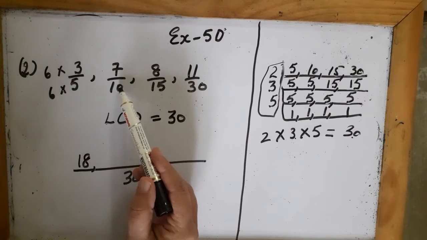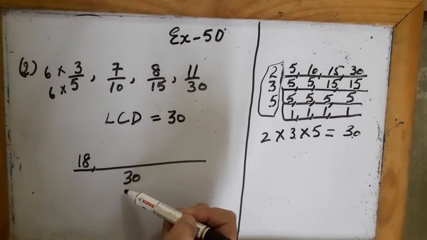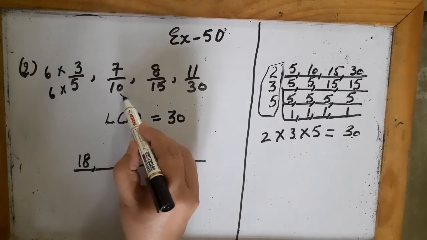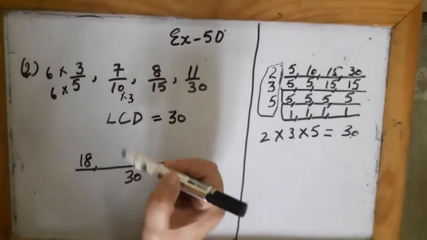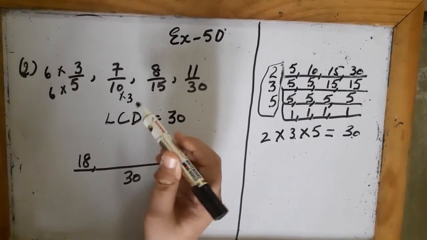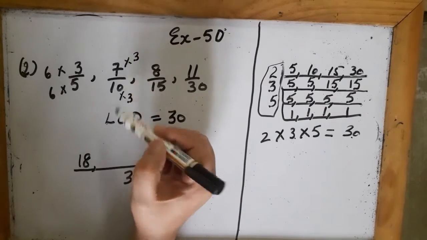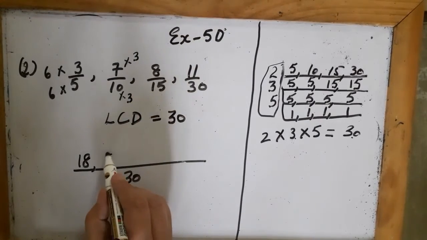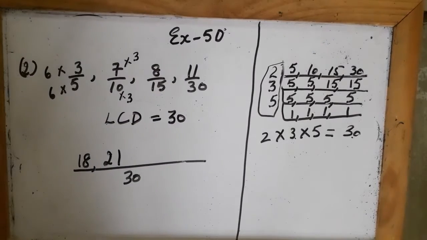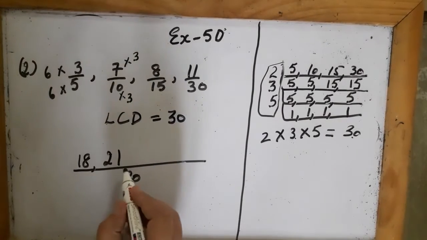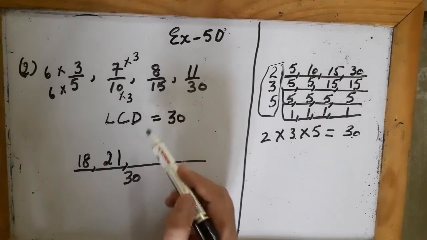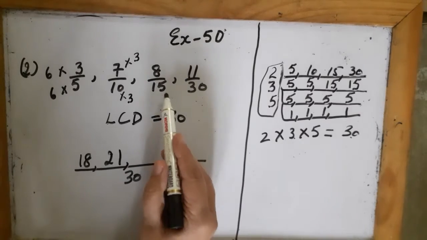Now again, this 10 I have converted into 30. How will it become 30? If I multiply with 3. 10 3s are 30. So it means the numerator also I'll multiply with 3. So 7 3s are 21. So my new numerator will be 21.